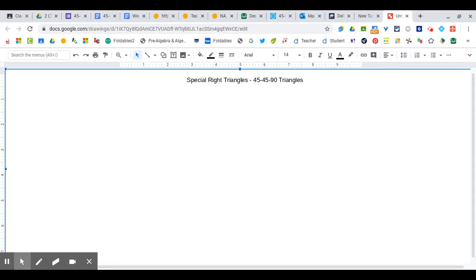Hey guys, so today we are going to start looking at special right triangles. If we were in school, we would do a whole lot more with these. Since we're not, I don't want to confuse you all too bad, so we're just going to do some basic problems with these 45, 45, 90 triangles.